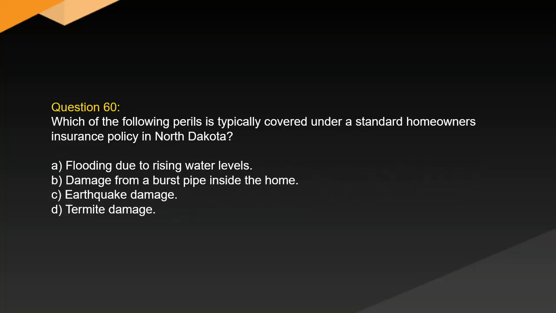Question 60. Which of the following perils is typically covered under a standard homeowner's insurance policy in North Dakota? A. Flooding due to rising water levels. B. Damage from a burst pipe inside the home. C. Earthquake damage. D. Termite damage.